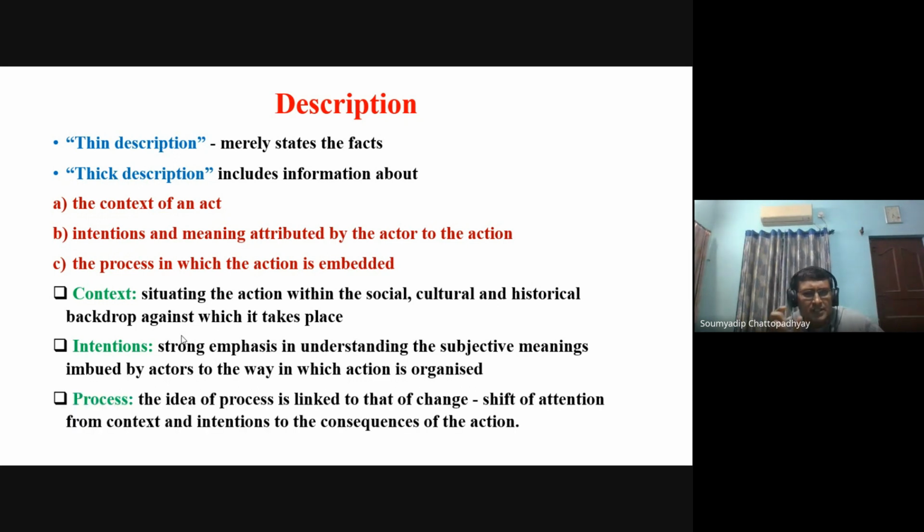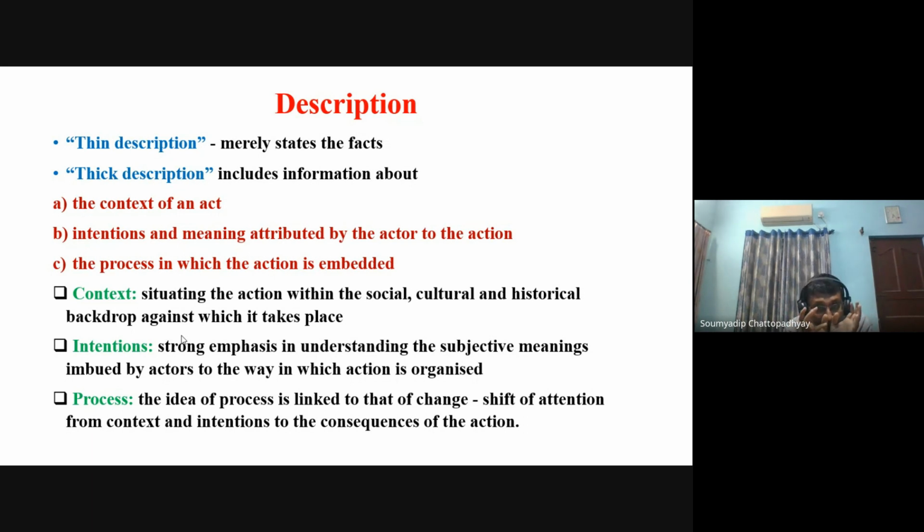Last is the process. Now the process means it is basically linked to that of change. That means here we shift our attention from context and intentions to the consequences of the actions. That means if you are dealing with any particular research issue, then definitely they are going to have some impact.